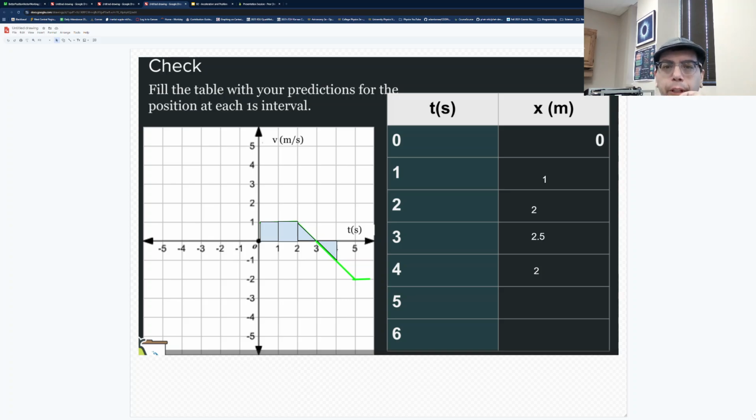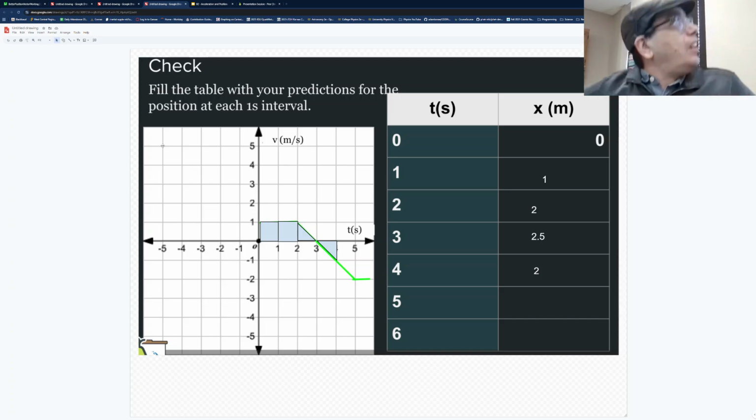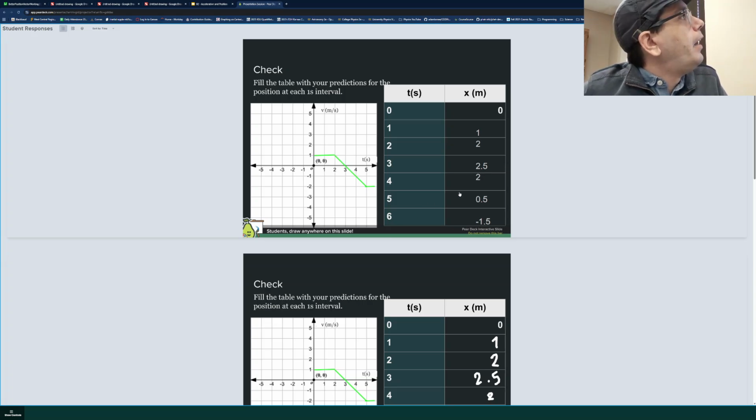Okay, so we'll look at the last two. Between 4 and 5 seconds, we have this portion of the graph. That's like a triangle stacked on top of a square. And so the area of this one is negative 1.5. We add that negative 1.5 to the 2 that we had so far, and we get our 0.5.